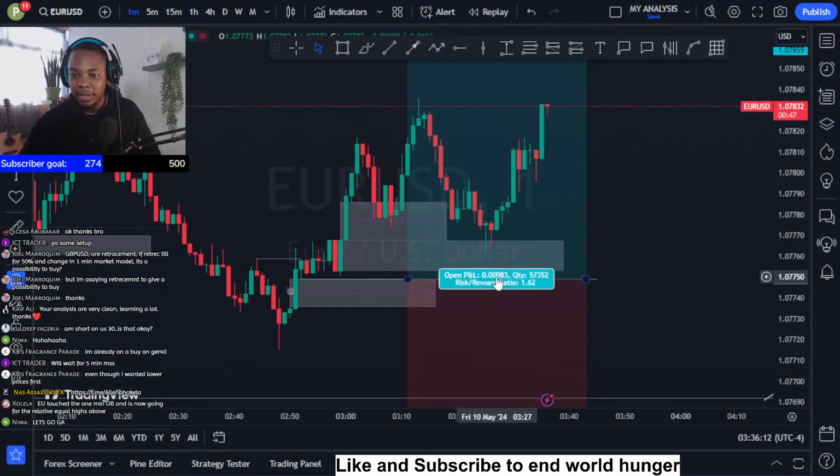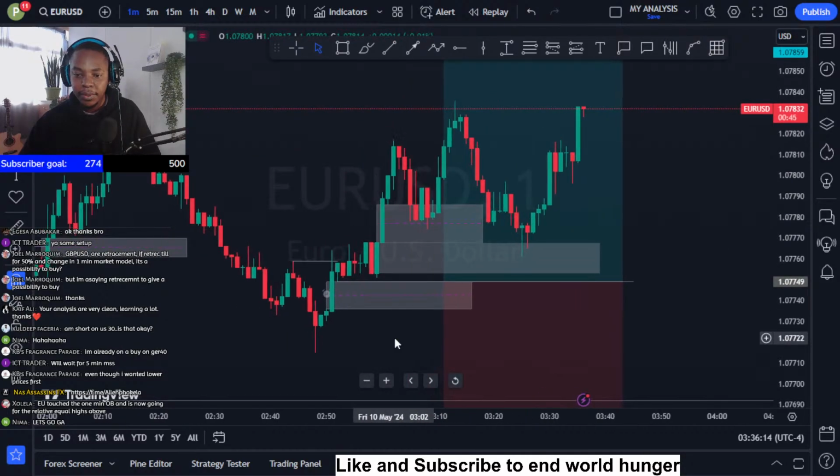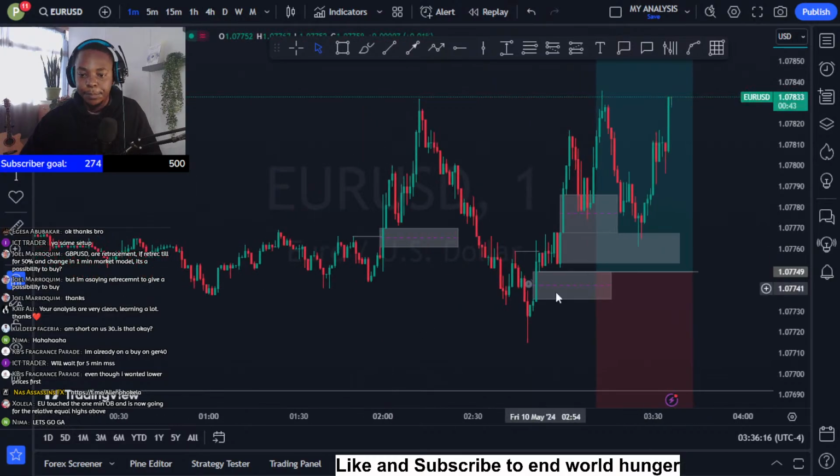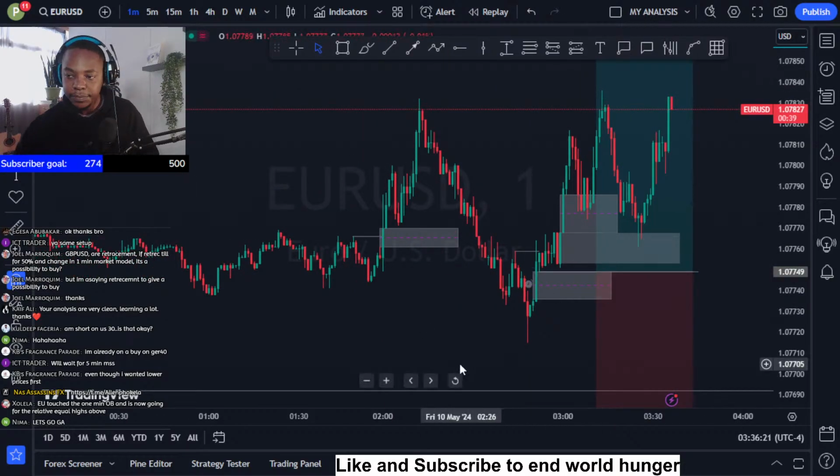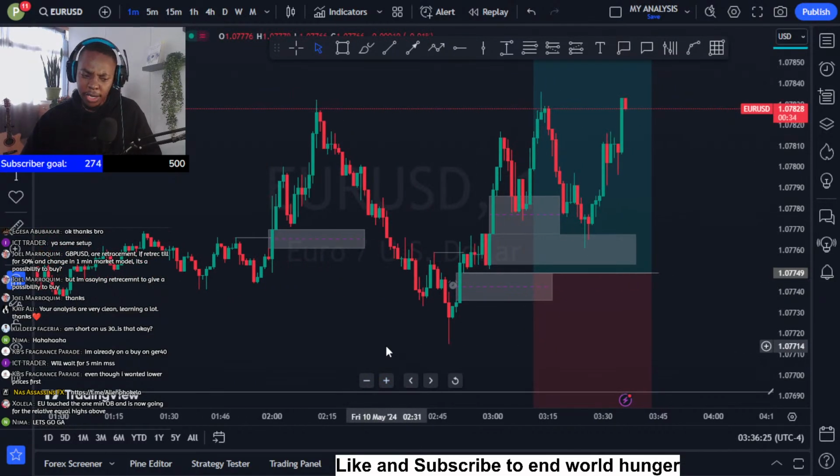I want deeper discount. I want the OTE. Since it played off without me, I wanted the OTE. It's either that or nothing. I still get to keep my capital. We're good. Nothing to lose.